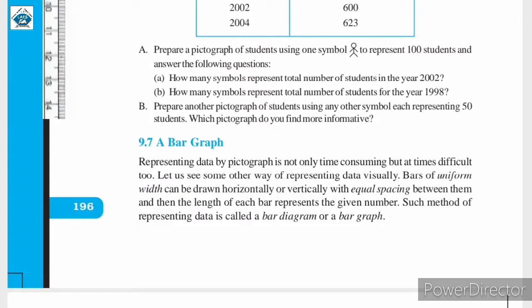Hello students, let us continue chapter 9, data handling. Let us now discuss the next topic, a bar graph.